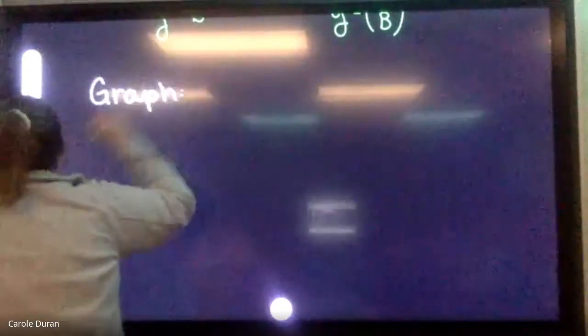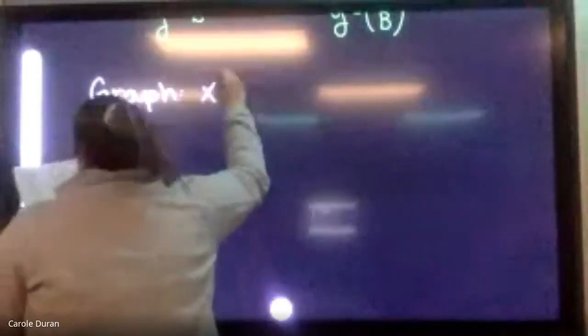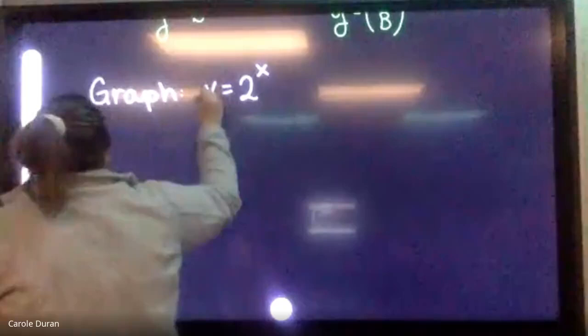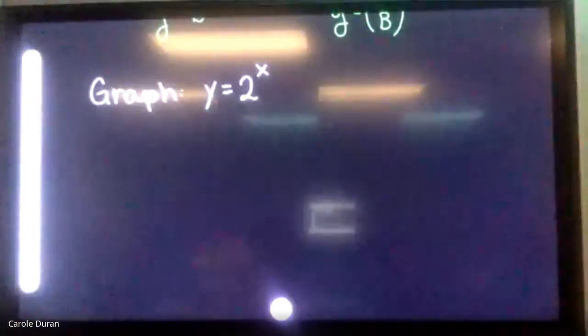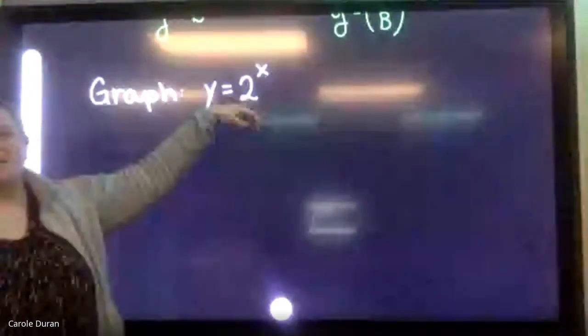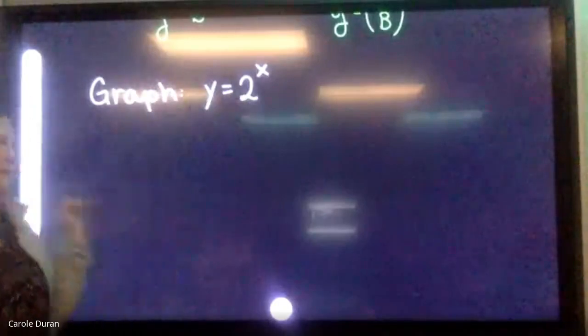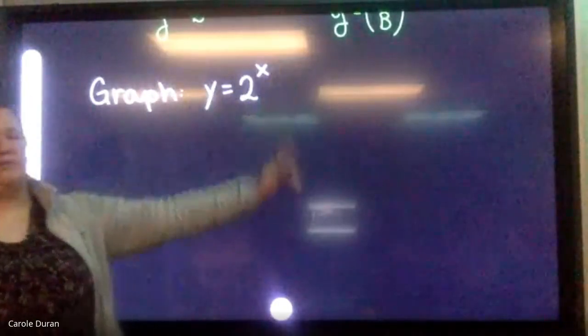So our first example is asking us to graph y equals 2 to the x. Looking at this right now, I know it's going to be a growth function because the base that I'm taking to an exponent is 2, and 2 is a whole number. So I expect that this one is going to grow as I put in values to the right.